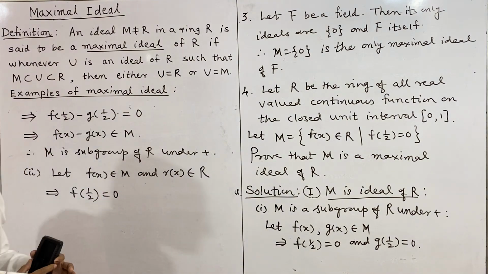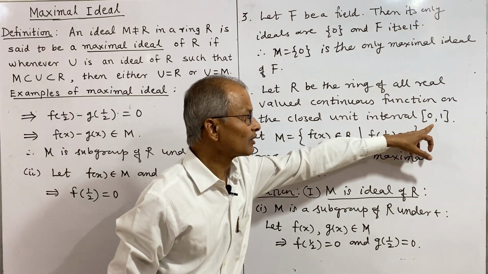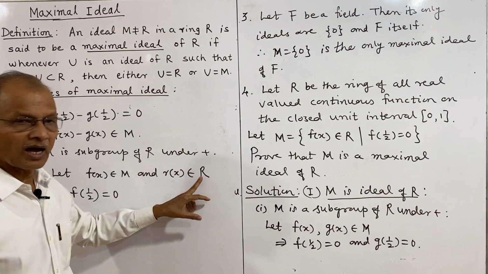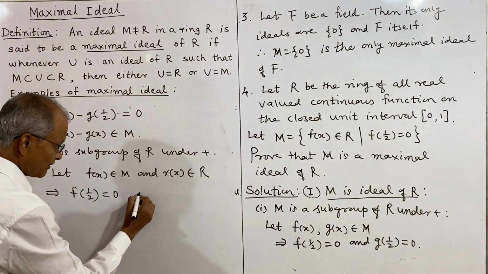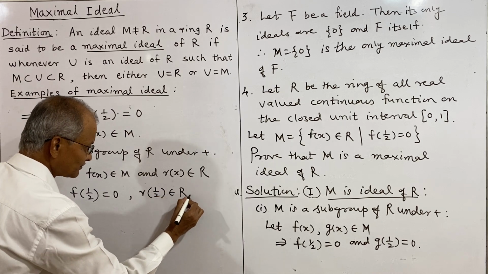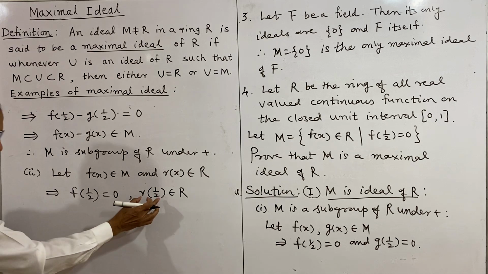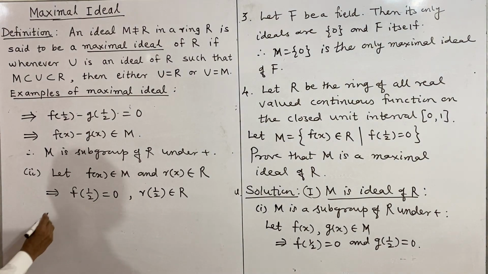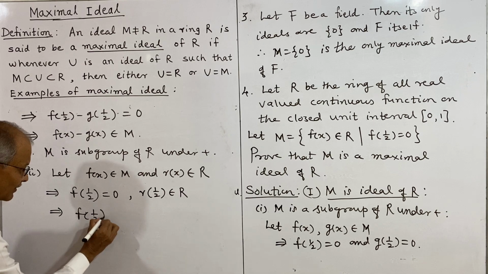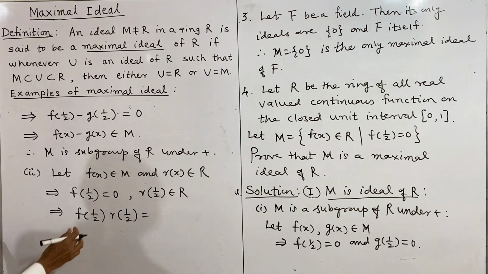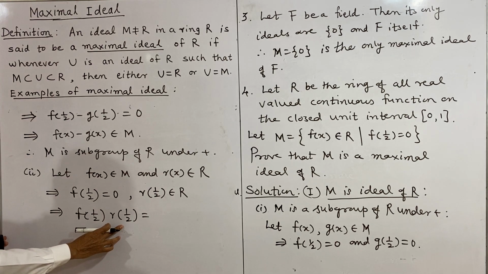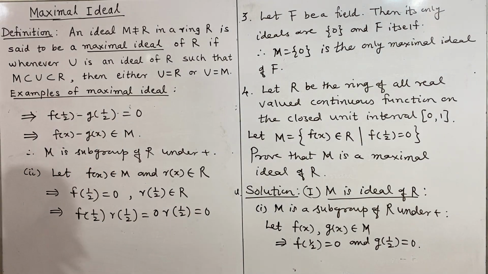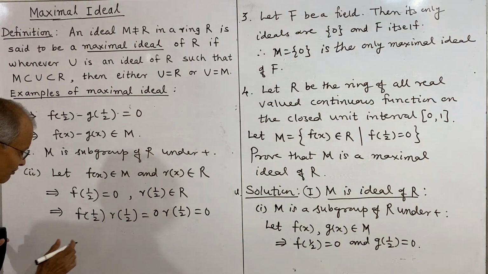And we don't know what r(x) is. r(x) is any function in this interval 0 to 1. Not necessarily its image of half is 0, because it is not in M. This is in R. So therefore it is general, and r of half belongs to R. Whatever may be its image under r of this real value half. But what this implies, f of half into r of half, this is certainly 0. 0 into any real number is again 0. So 0 into r of half, and that is 0.